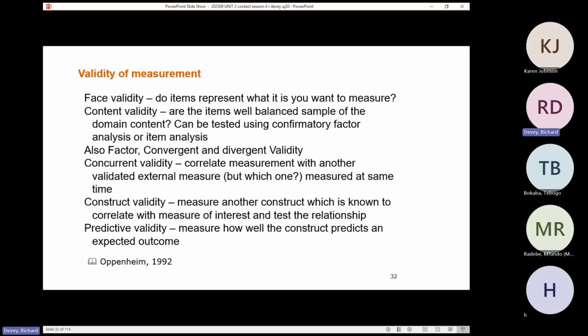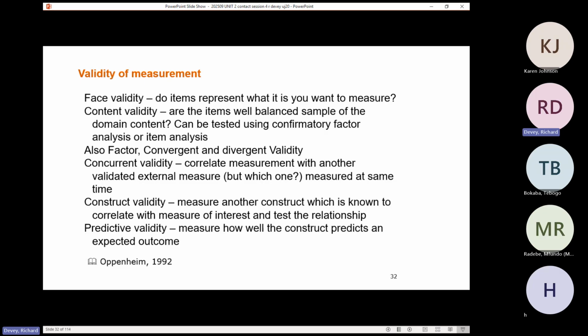So face validity is asking the question, do your questions represent what you want to measure? If you're talking about technical knowledge, do your questions measure this concept of technical knowledge? Content validity asks the question, are the questions that you are asking a well-balanced sample of the domain content?